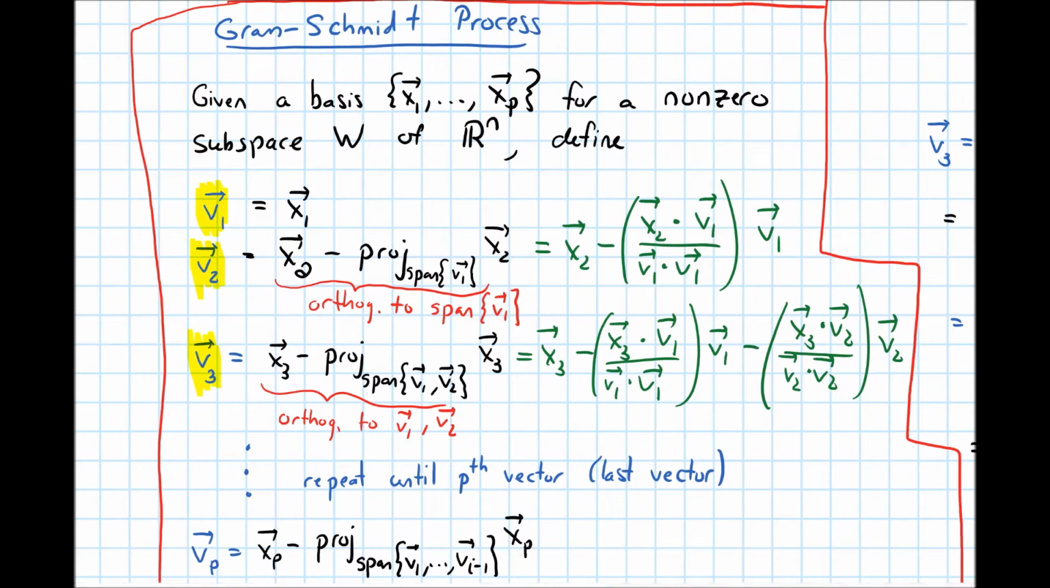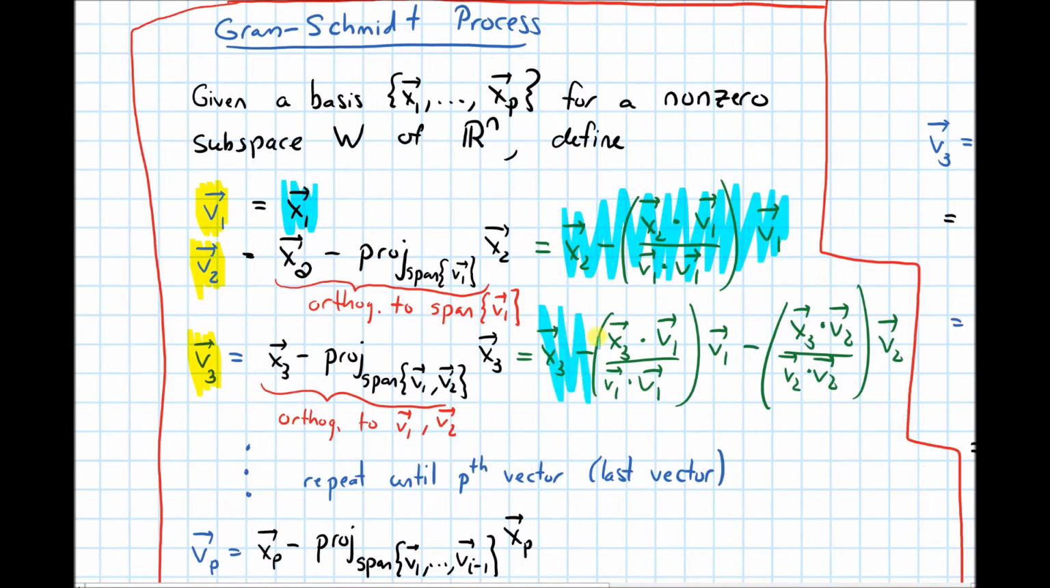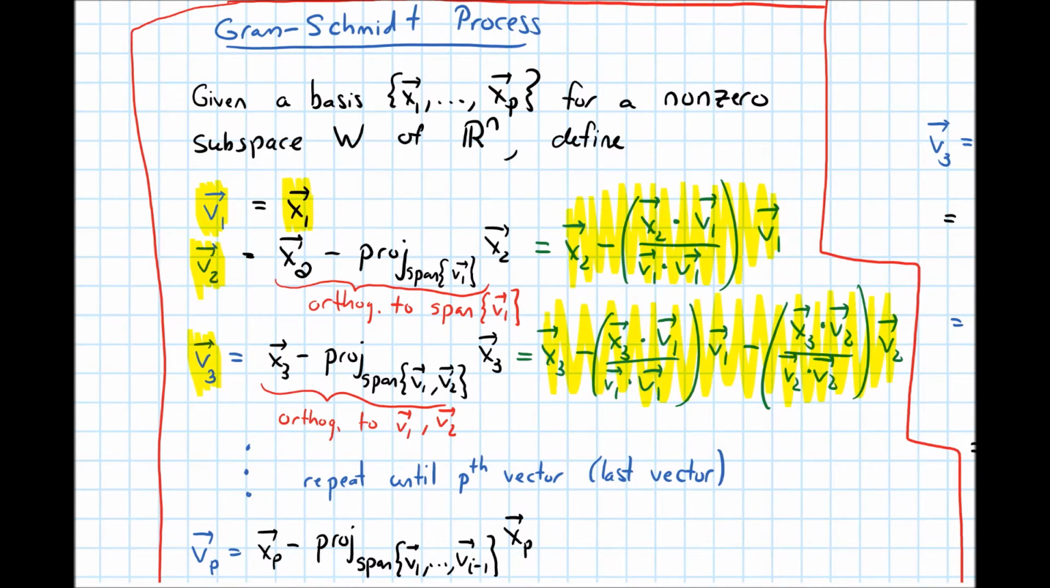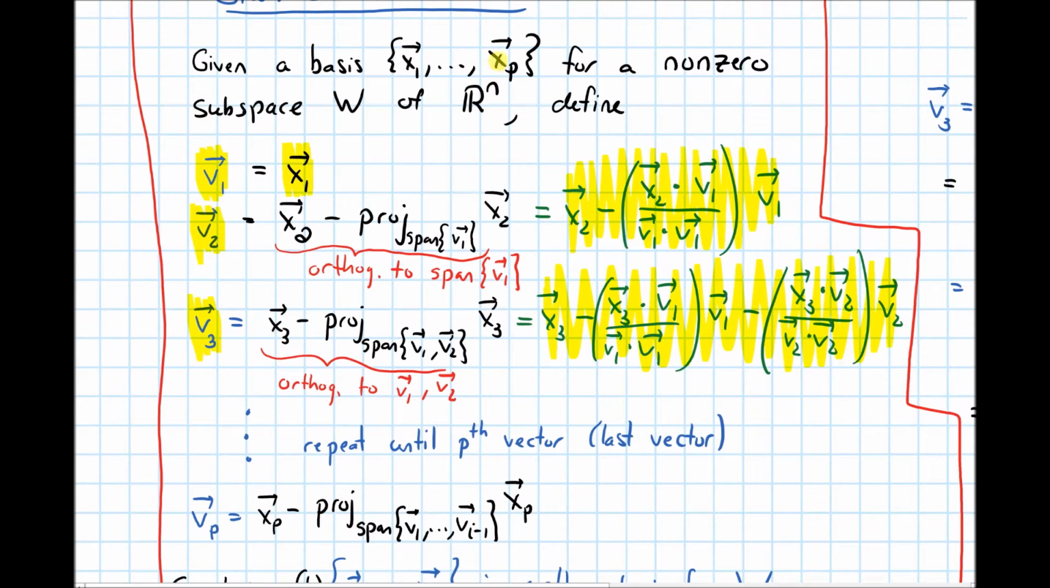Let me also start to highlight these formulas. v1 is just x1. v2 is this thing over here. v3 is this thing over here. I actually didn't like the way that blue highlighter was looking; it was making it a little harder to read, so let's keep it highlighted in yellow. If we keep going like this, we would keep repeating this process until we get to the last vector, the pth vector, vp.